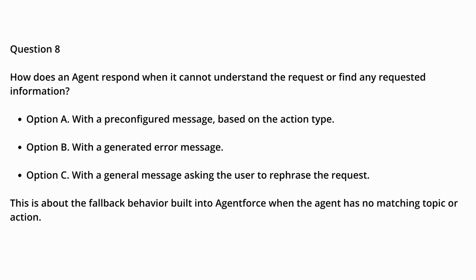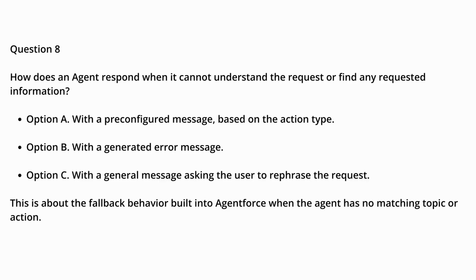Question 8. How does an agent respond when it cannot understand the request or find any requested information? Option A. With a pre-configured message based on the action type. Option B. With a generated error message. Option C. With a general message asking the user to rephrase the request.